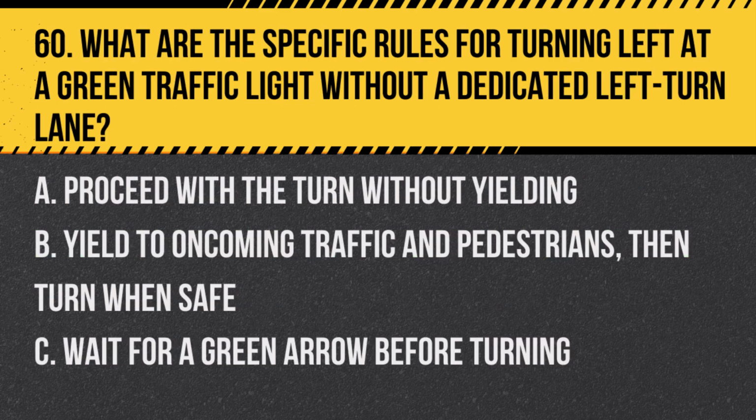Question 60. What are the specific rules for turning left at a green traffic light without a dedicated left turn lane? A. Proceed with the turn without yielding. B. Yield to oncoming traffic and pedestrians, then turn when safe. C. Wait for a green arrow before turning. Answer: B. Yield to oncoming traffic and pedestrians, then turn when safe. Without a dedicated left turn signal, yield to oncoming traffic and pedestrians first.